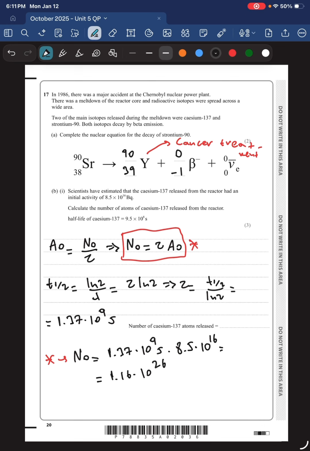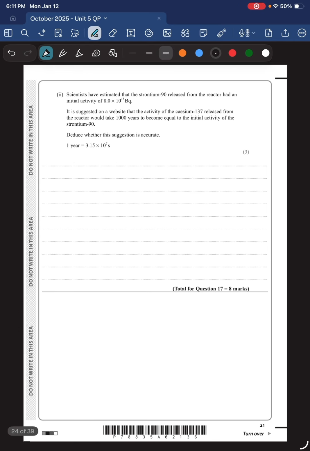Avogadro's number is 10 to the 23rd. So whenever you find numbers that are close to that, it makes sense. So actually this is 1,000 times larger, which corresponds to a few kilograms, maybe a kilogram of material or something like that. It's not asked of you to calculate that. So okay, this is the initial number of nuclei.